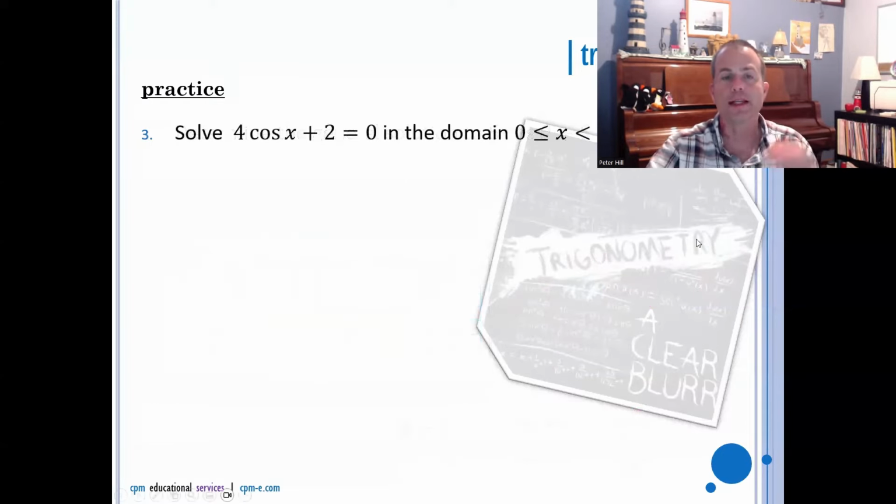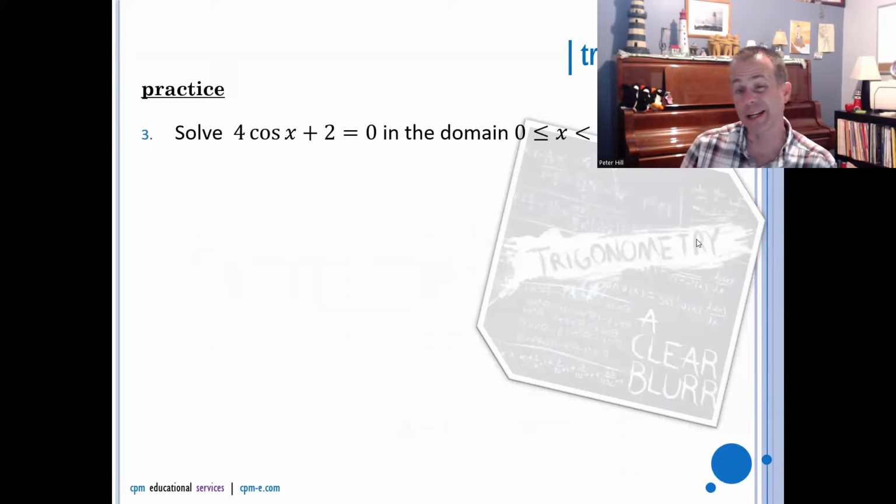Solve 4 cos x + 2 = 0 in the domain 0 to 2π. Take note that x can be 0, but it can't be 2π. That's something to take into account. I'm trying to get x by itself, which means, first of all, I need to get cos x by itself. So I'm going to subtract 2 and divide by 4.